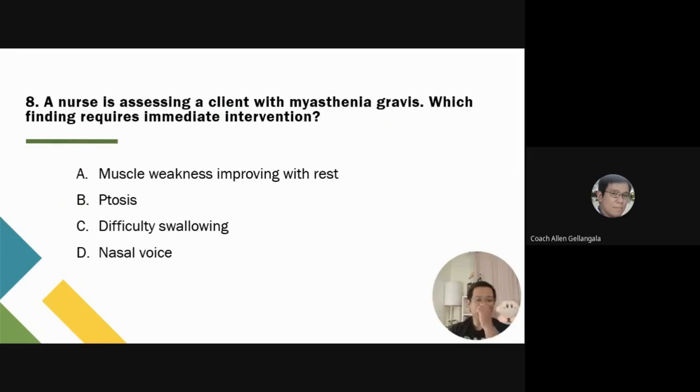A nurse is assessing a patient with myasthenia gravis. Which of the following requires immediate intervention? Okay. What is myasthenia gravis? Myasthenia gravis is a progressive disorder resulting in the inability of the muscles to accept acetylcholine. Okay, so what is acetylcholine? Acetylcholine is one of the neurotransmitters that are essential to coordinate the muscles in terms of movement.